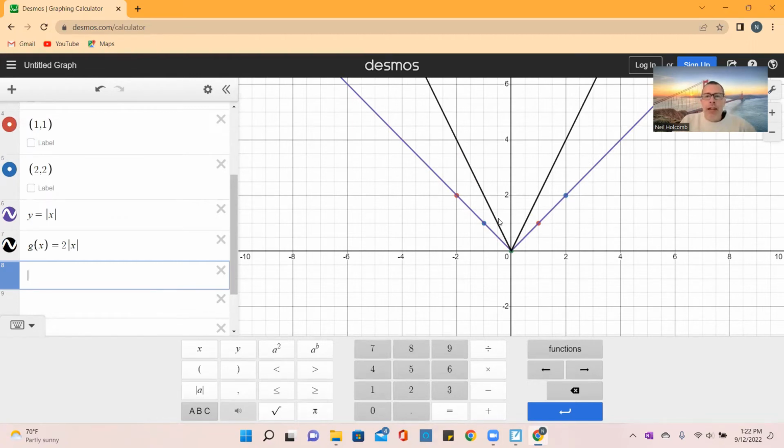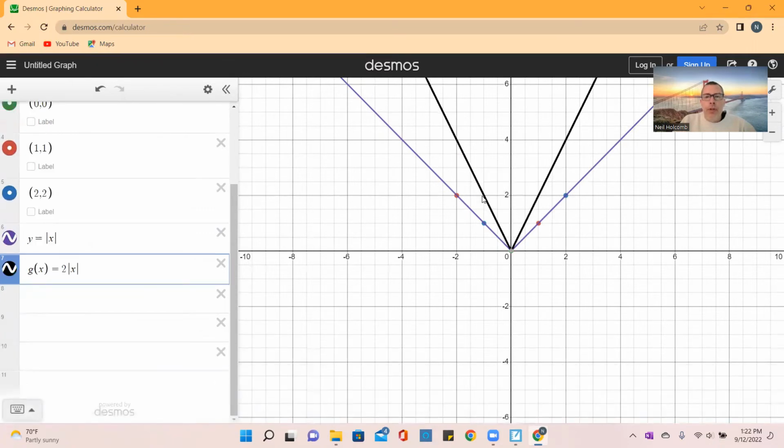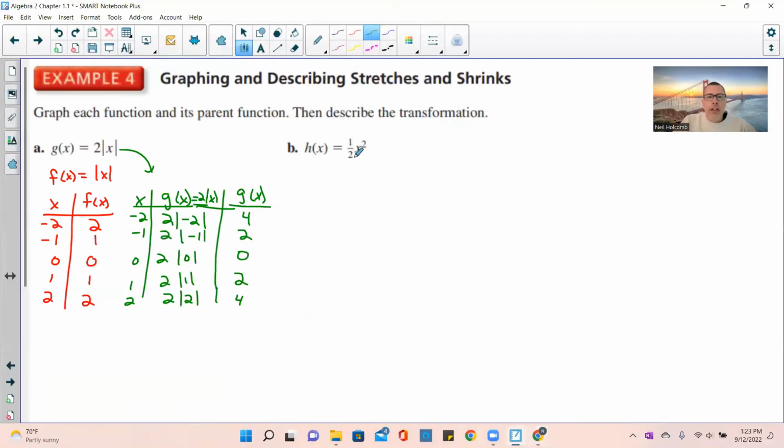So it's getting bigger faster. Instead of being here, this point ended up at 0, 1, 2. Right there. -1, 2, and -2 became 4, where before it was -2, 2. So the y value is getting doubled. So it's growing faster. All right, let's look at the next one.